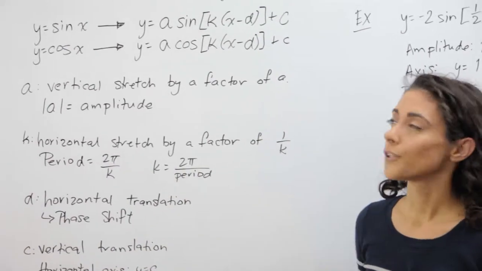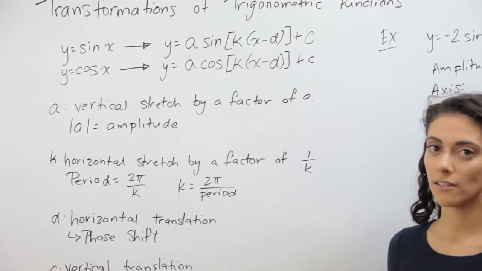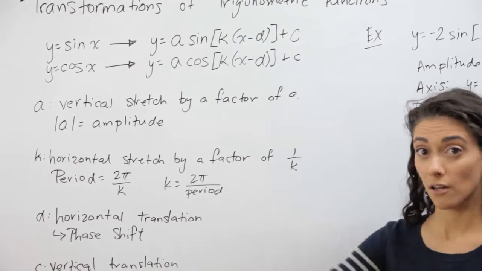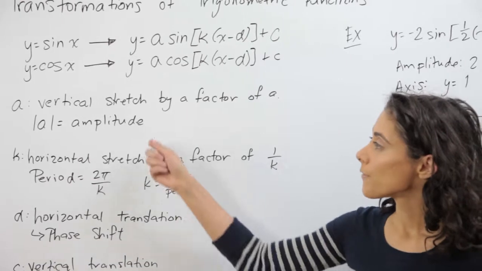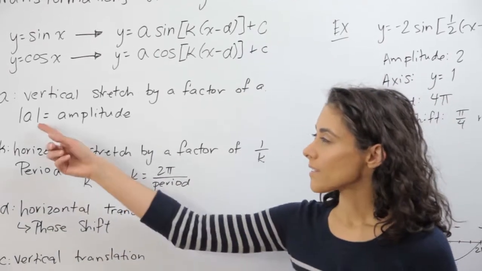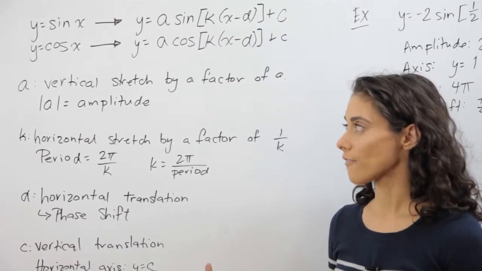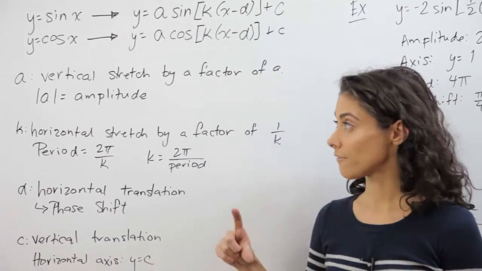These should look familiar. Your a value is the vertical stretch, and it also lets you know if your graph's been reflected. If your a is negative, it's been reflected across the x-axis. But for a sine graph and a cosine graph, it gives us a special property. We say that the absolute value of a, the positive value of a, is the amplitude of our graph. Remember, that's the height of each wave.